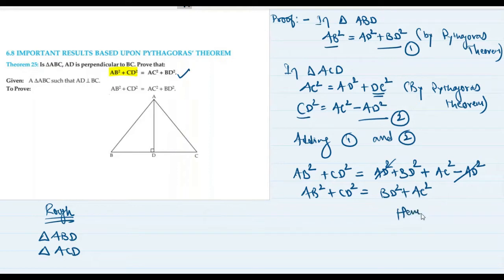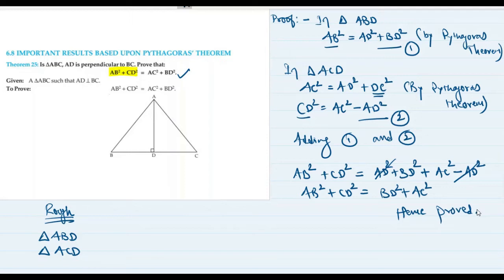Hence, proved. Did you understand how we proved it? I will tell you all over again. Whatever results based on Pythagoras theorem are to be proved, even if it is a theorem or a question in the exercise, it doesn't matter. It all follows the same techniques.